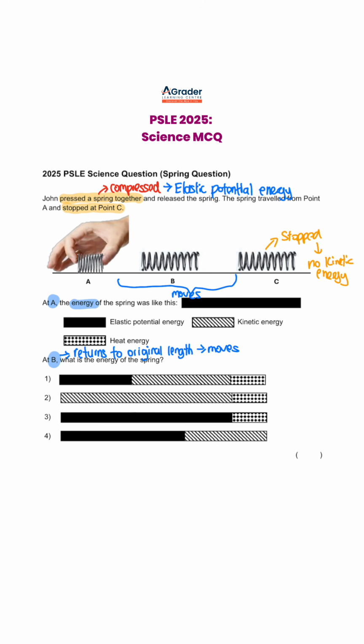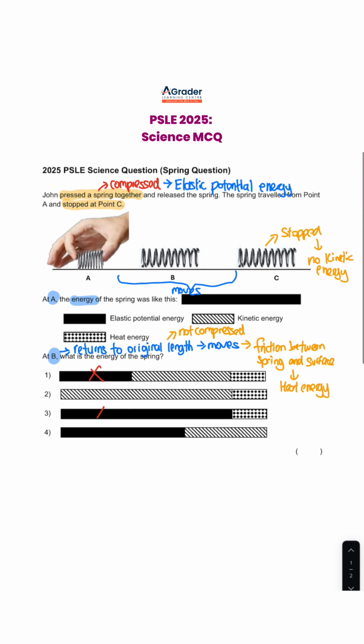And always remember, when things move, there would be friction between the spring and the surface, which also gives us heat energy. So in this case, just remember, when it returns to its original length, it is no longer compressed anymore. So when it's not compressed anymore, it should not have any more elastic potential energy.